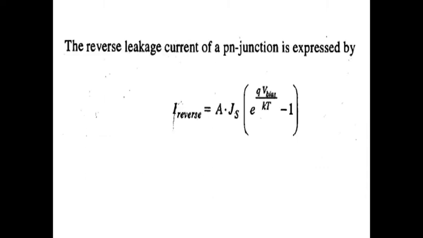So reverse leakage current is given by A times Js times the bracket e raised to qV_bias upon kT, minus 1. This is the reverse saturation current that flows through the PN junction diode. Multiply it by whatever resistance we come across, and it gives you the I squared R loss, and that is nothing but the power dissipation that takes place because of the leakage current in your CMOS inverter circuit.